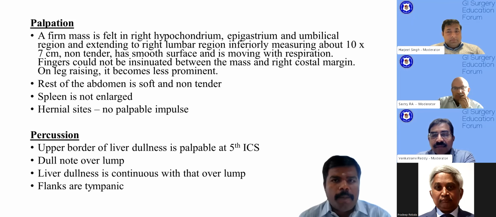Cirrhosis is usually associated with portal hypertension. You can have cirrhosis without portal hypertension, but usually it is associated. And one of the signs of portal hypertension is an enlarged spleen. Okay. Any other differentials you can think of?